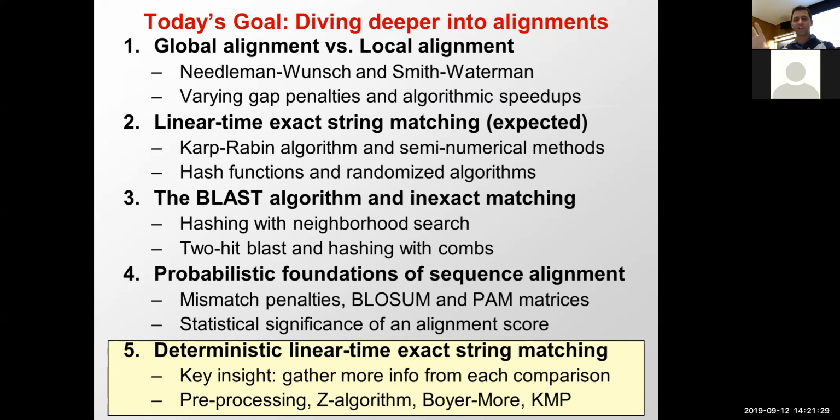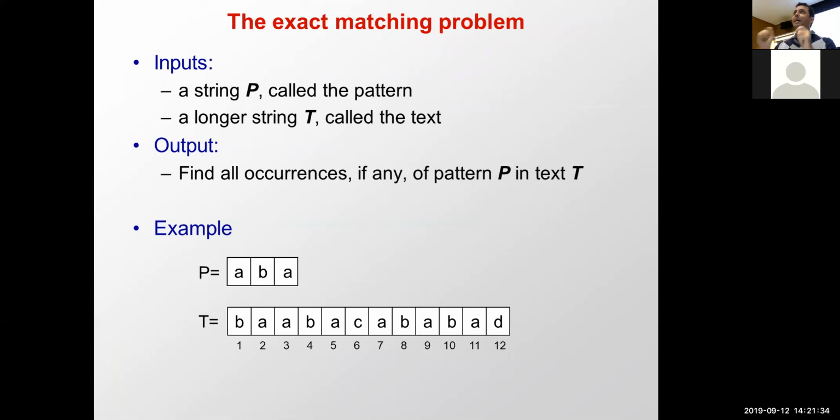So the exact matching problem basically says I have a string, which is a pattern, and a longer string, which is called the text, and I want to find all occurrences, if any, of pattern P in text T. I basically can scan and just find all of the matches, okay? And there are 3 matches here. Free. Everyone can do this. How did I do it? By basically comparing, an n times m algorithm. At every position, I match that pattern, okay?